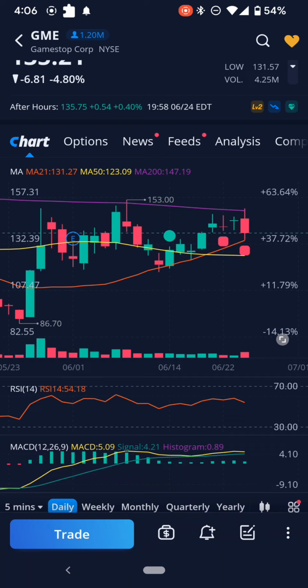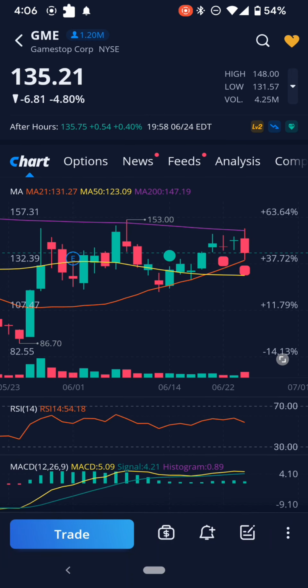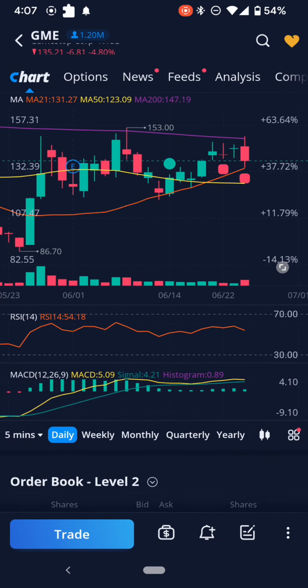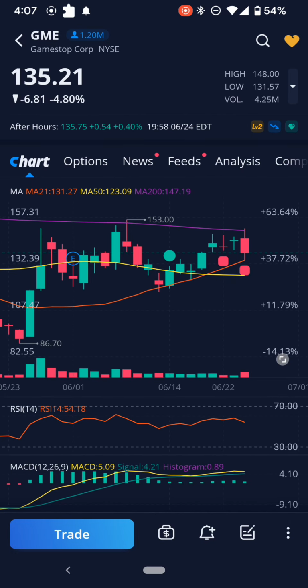I'm still bullish on GME. Wanted to show you guys the Webull app and this new technical analysis thing they have. It's been probably a couple weeks now, but I actually like the Webull app, I think better than the desktop application at this point. But here we have GME.